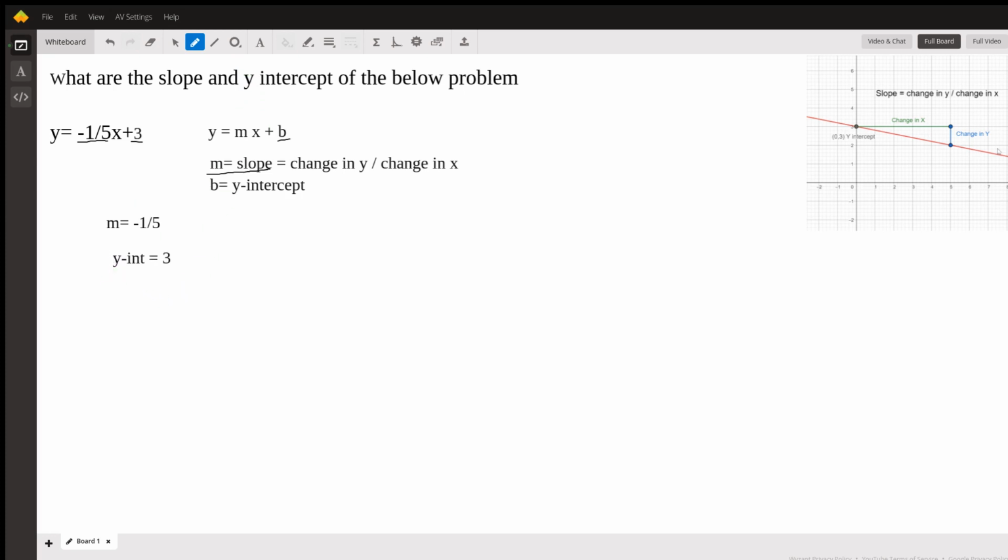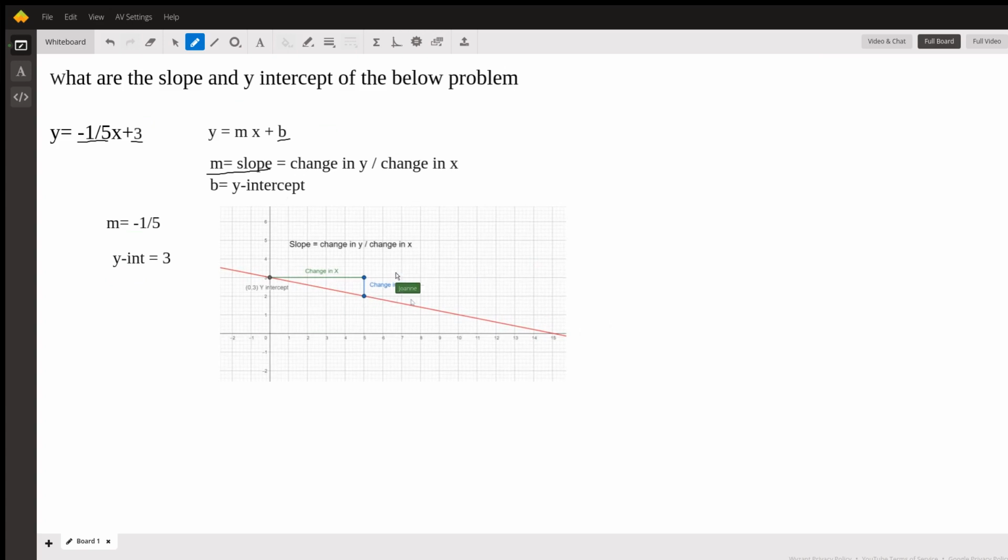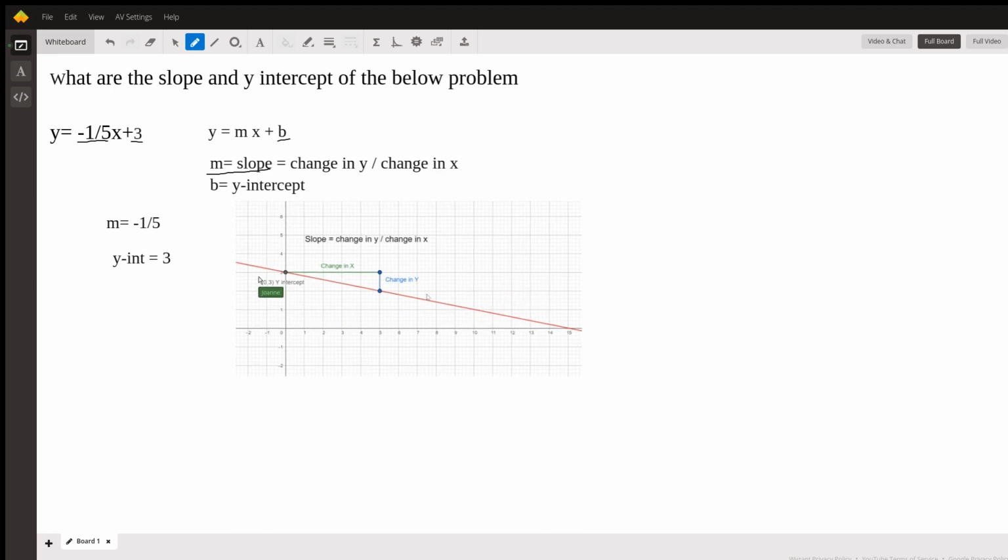Now, those are words that might not mean anything. So what I decided to do here is I've printed out the line. This is actually the equation of the line. And I want to show you what this looks like. So we have a line here. This red line is what y equals negative 1/5 x plus 3 looks like if you were to plot it on a graph. Now the slope is the angle here.